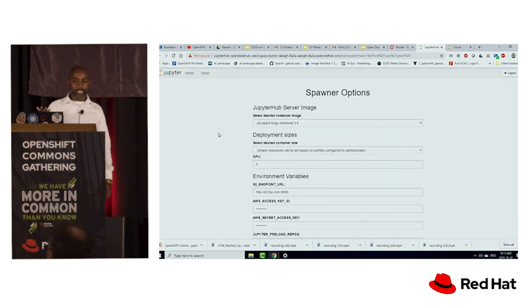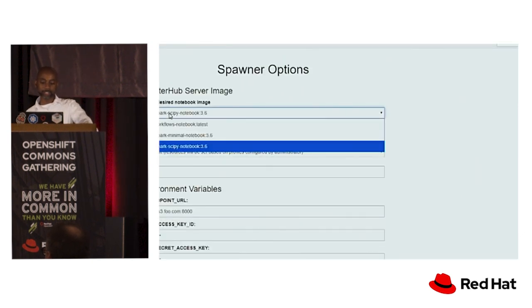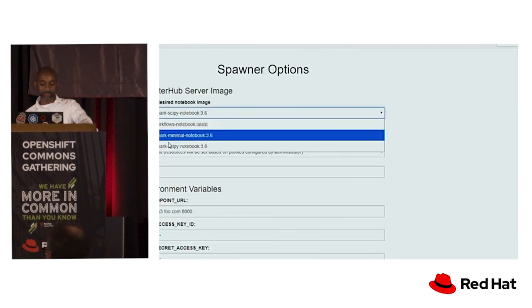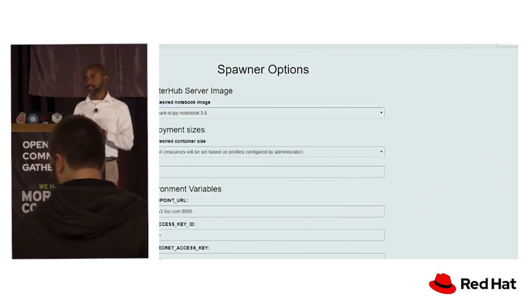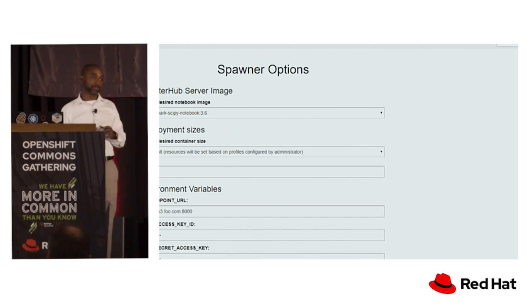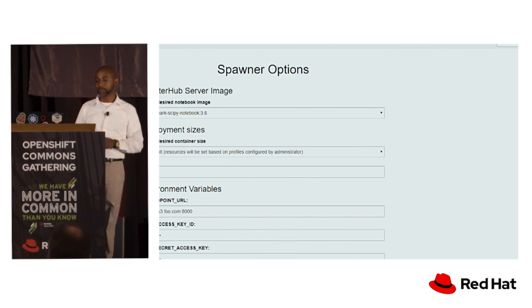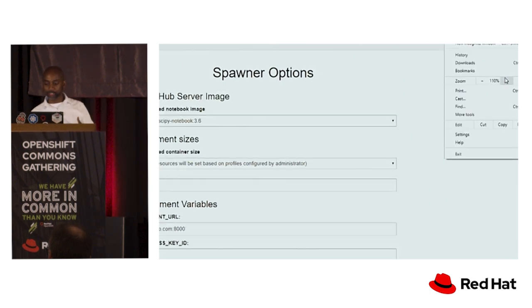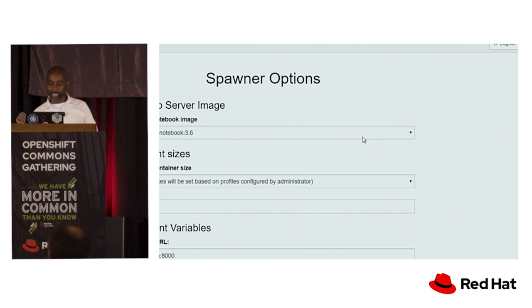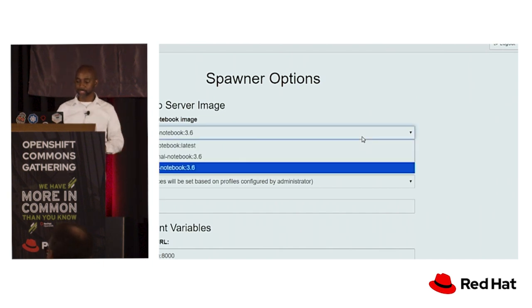When your data scientist first goes into JupyterHub, they have the ability to select these notebook images. In this case, we have several different images, and the image allows us to prepackage some resources that we want available to the data scientist right out of the gate. In this case, you'll see Spark along with SciPy. But you can do anything like TensorFlow, whatever other technologies you want to add. They have the ability to just select and choose.